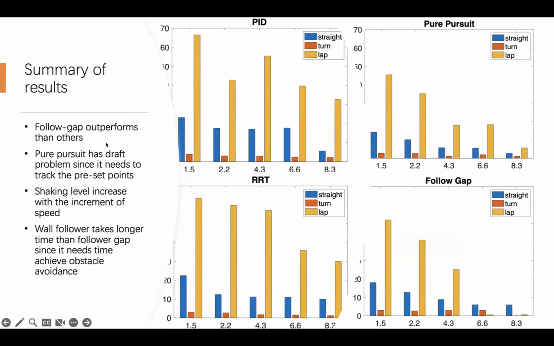summary of our results. We can see from this result that we tried at least 4 kinds of different algorithms: RT, follow gap, and, sorry, I didn't show here, the pure pursuit and then the PID. We can see follow gap outperforms the others, and pure pursuit has drift problems.